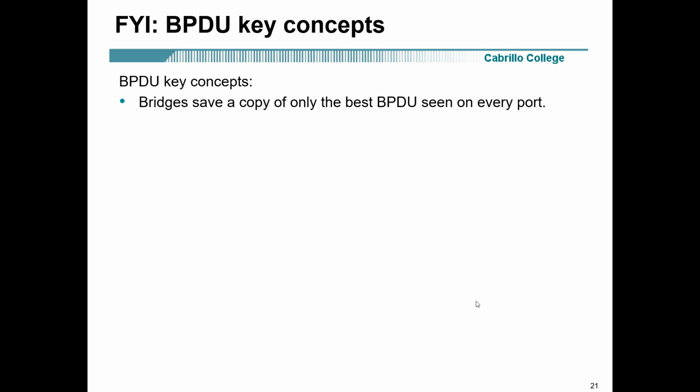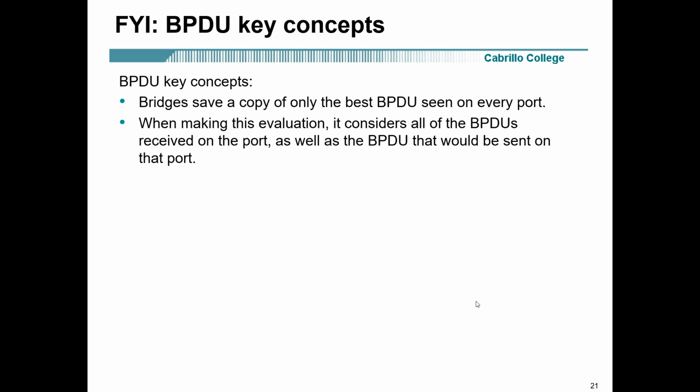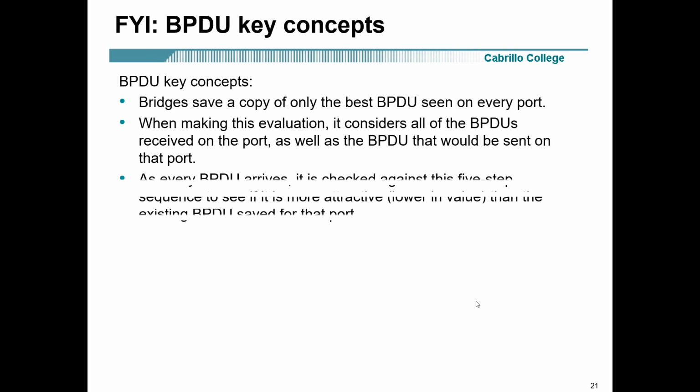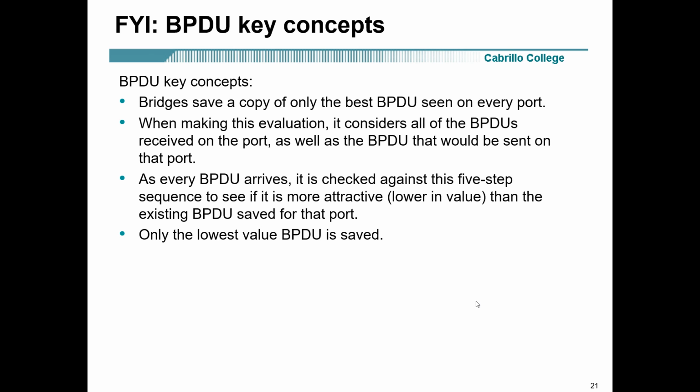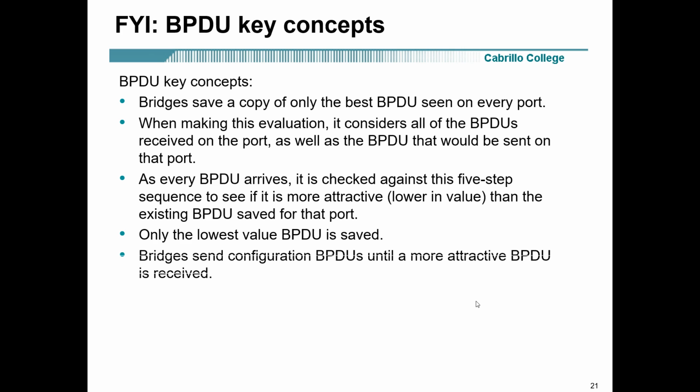Bridges send configuration BPDUs until a more attractive one is received. So again, bridges save a copy of only the best. When making a decision, it considers all of the BPDUs received on the port, as well as ones that are sent on that port. Every one is checked against the 5 steps, looking for the lowest value. So let's see how this is done.